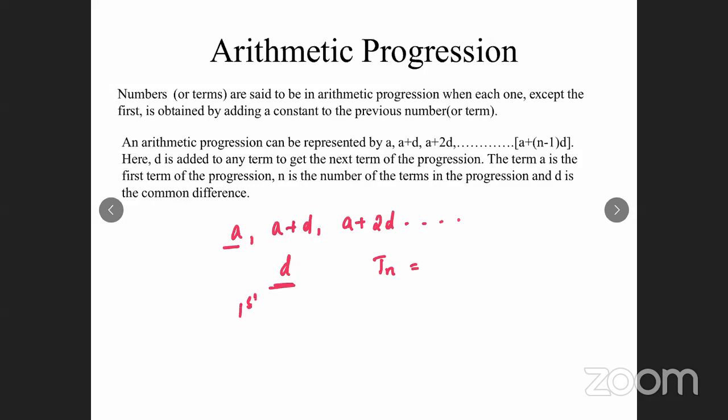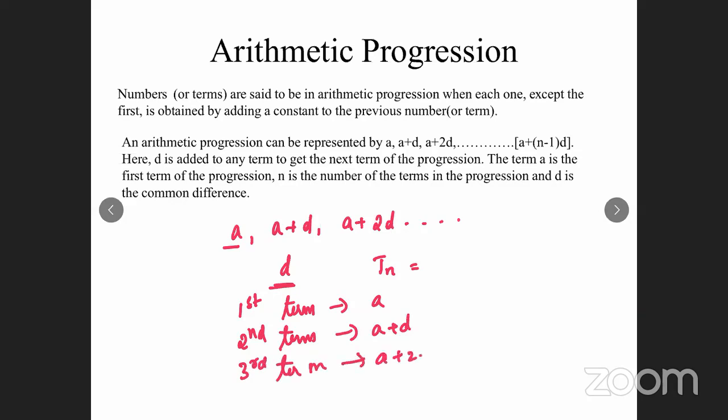So the first term is a, the second term is a plus d, the third term is a plus 2d, and so on. Then what will be the nth term, Tn or An? That is a plus n minus 1 times d. Am I correct? This is what we learned in yesterday's class.